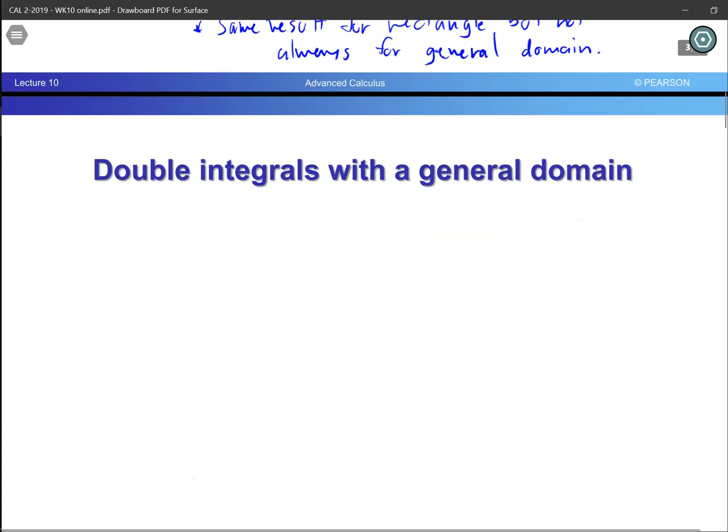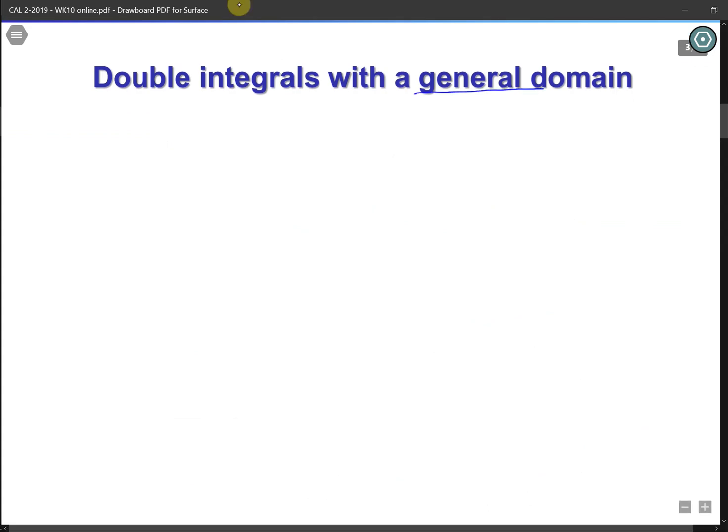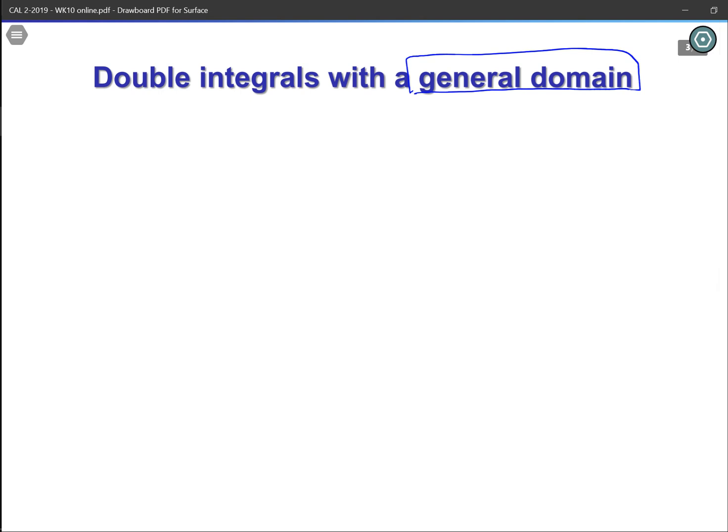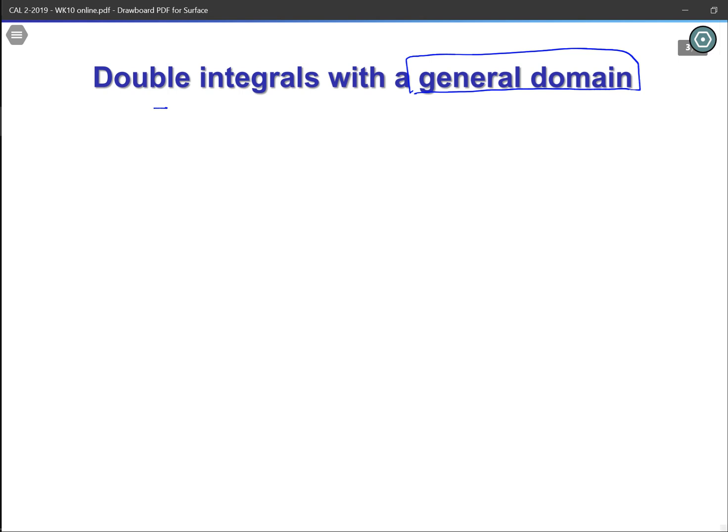Now let's move on to the general domain. Now here's the thing. This is the point of this lecture. It's all about the general domain. Okay, before anything, I would like to note a couple of things about the general domain. So put this: when it comes to general domain, it's non-rectangular.